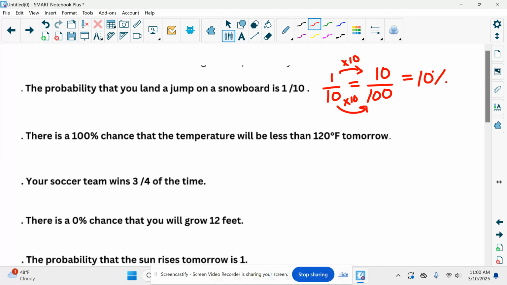Alright, so 10%, is that impossible, unlikely, equally likely, likely, or certain? Which one would that be? 10%, where would that lie? Unlikely to happen. I like that.